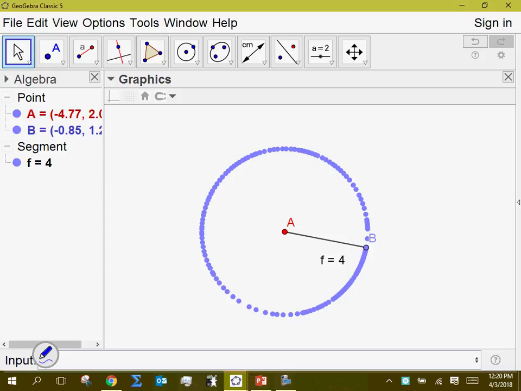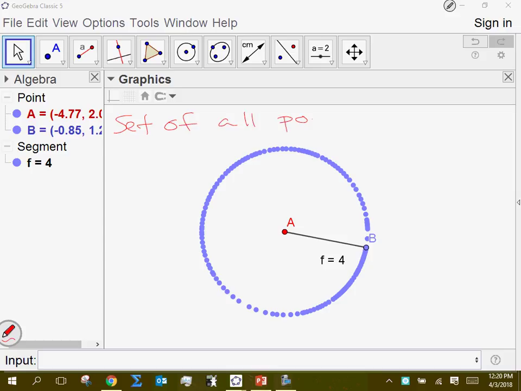Okay, the definition of a circle is the set of all points that are the same distance from a given point. Sometimes instead of using the phrase same distance, we use the word equidistant. Okay? So saying it that way, it's the set of all points that are equidistant from a given point.